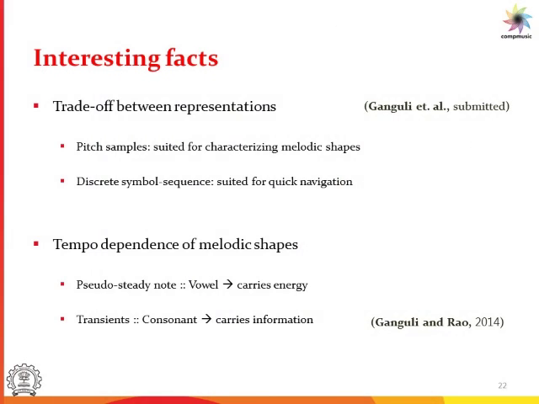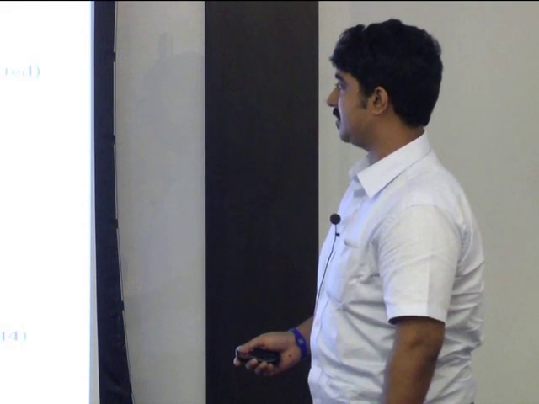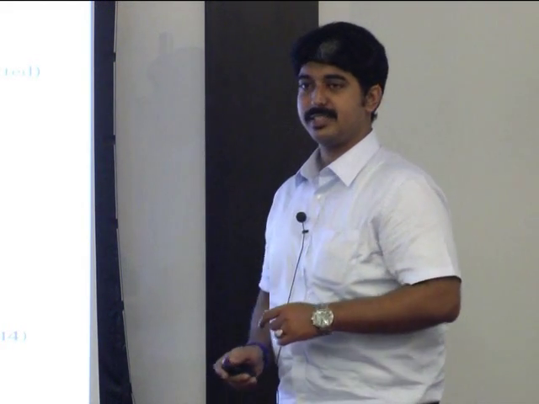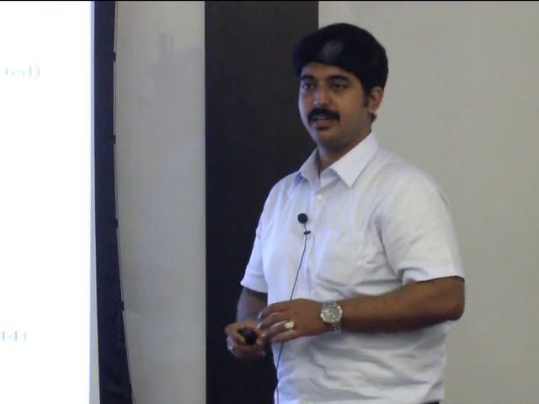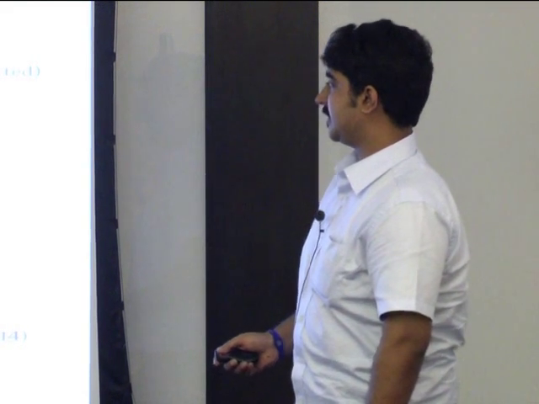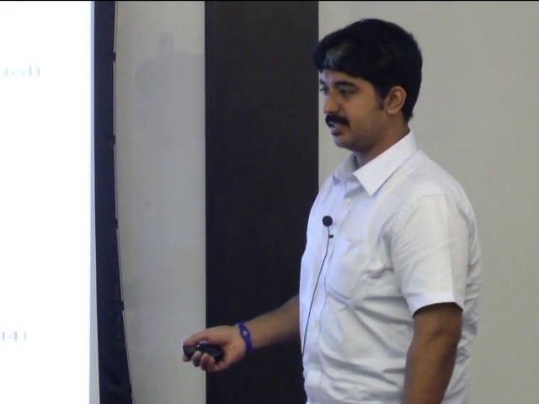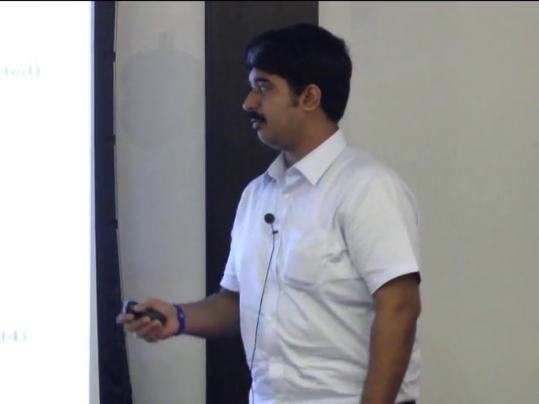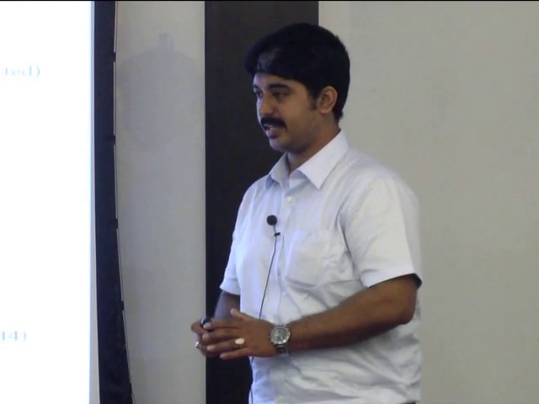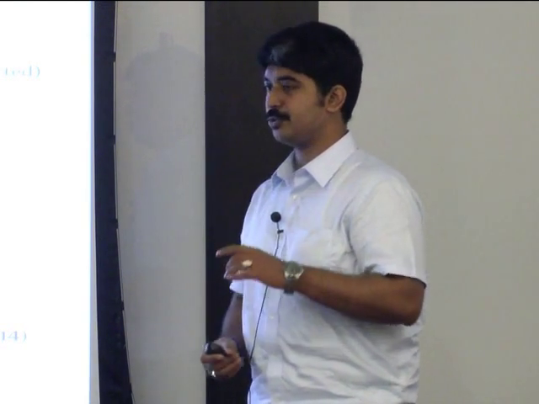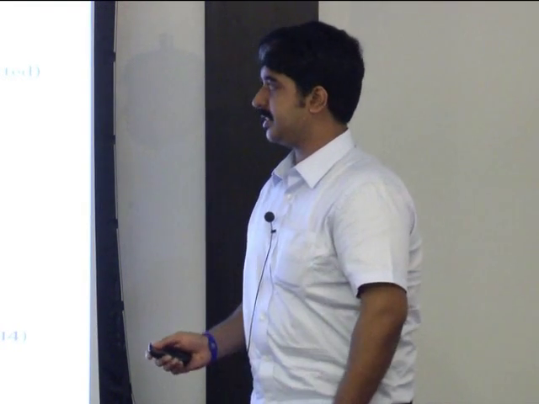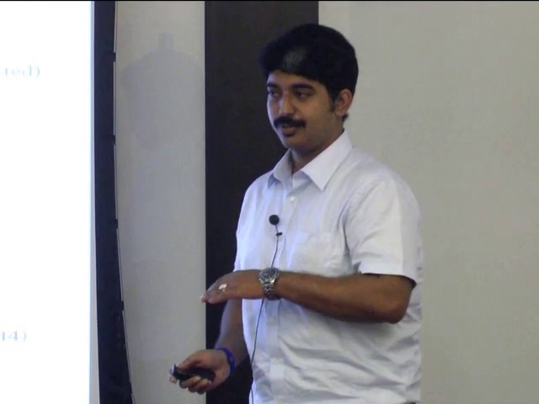Some interesting facts we found: there is a trade-off between these two representations. Pitch samples are suited for characterizing the melodic shapes like the glides, so we can represent the whole melody. But the discrete symbol sequence is suited for quick navigation. We recently submitted a paper where we get a complexity reduction of 3000 times, with accuracy within a tolerance of 5% of the DTW versus this transcribed note. So in real-time applications this is very feasible to implement.